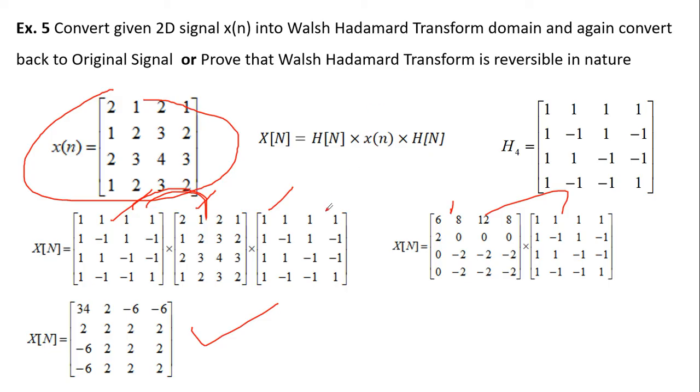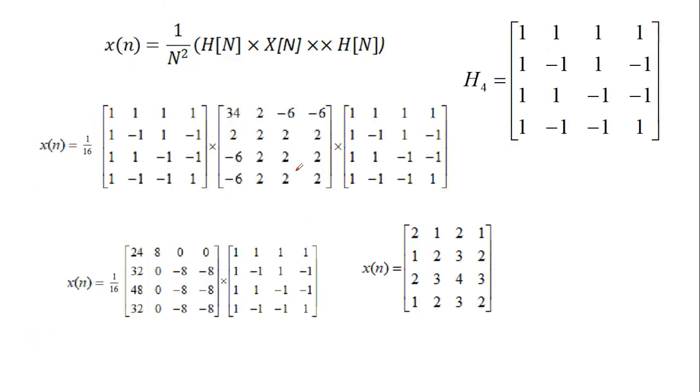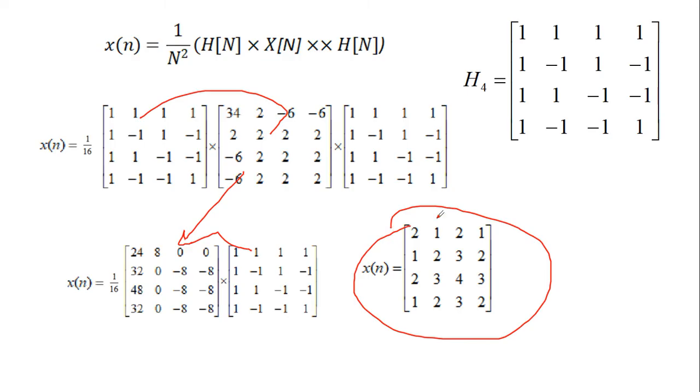To get back the original, we do the same operation, only this will be replaced here, and we use 1 by n square, that is nothing but 1 by 16. First we do this multiplication, the answer is this, then this, and the remaining this, and we get the original signal back again.